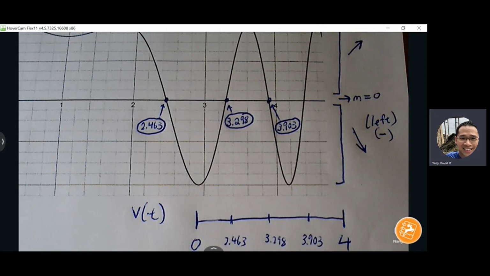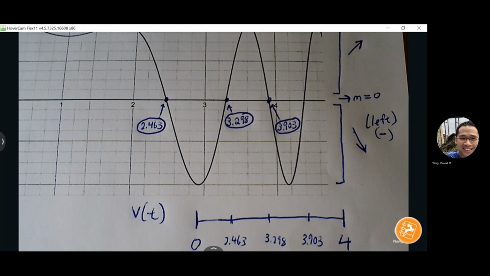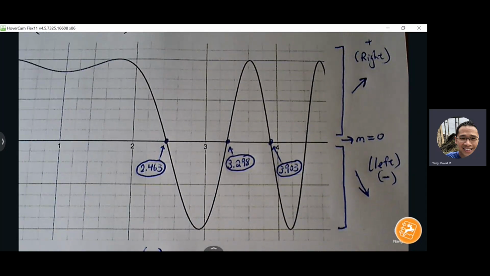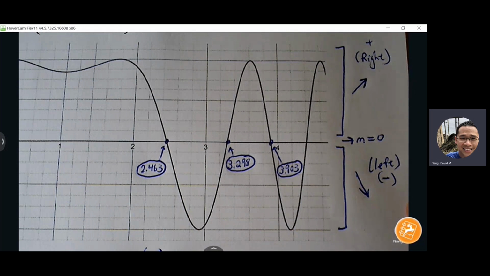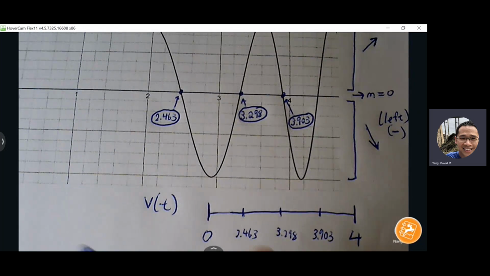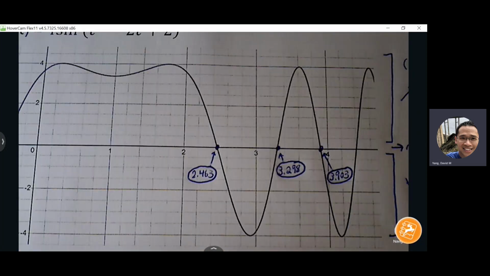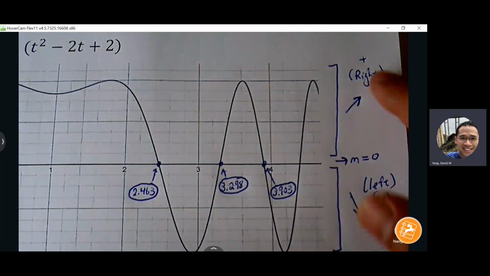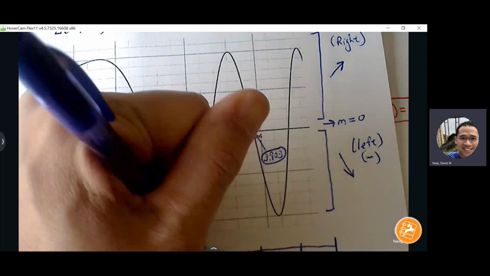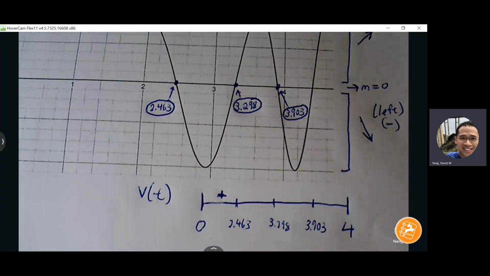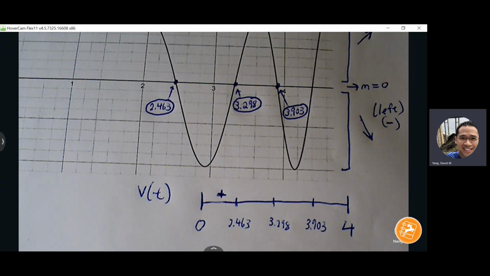Now we pick off the x-intercept because that's where velocity is 0, right? Anything that's above the x-axis means velocity is what? In terms of the direction, velocity is moving to the right, and anything below is moving to the left. So what's happening between 0 and 2.463? It's above, so therefore it's moving to the right. You can put a plus here to indicate the direction of motion. And then what's happening between 2.463 and 3.298? It's below, so left.